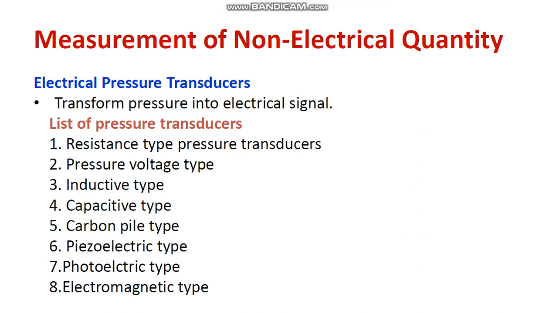Hello friends, we were discussing the different direct methods of pressure measurement using the following transducers: resistance type, piezoresistive type, inductive type, capacitive type, carbon pile type, piezoelectric type, photoelectric, and finally electromagnetic type. In the previous session I completed up to this portion, and in the inductive type we were discussing LVDT.